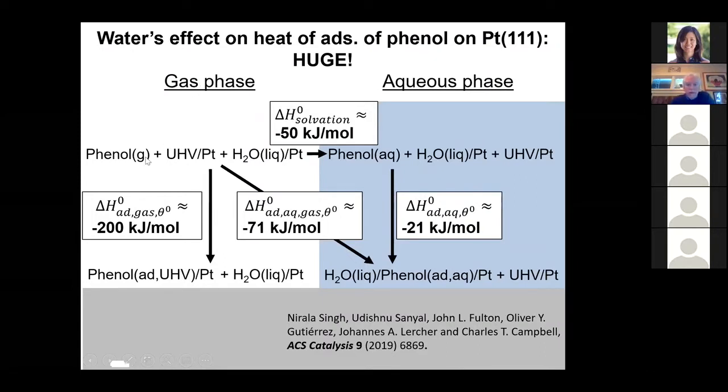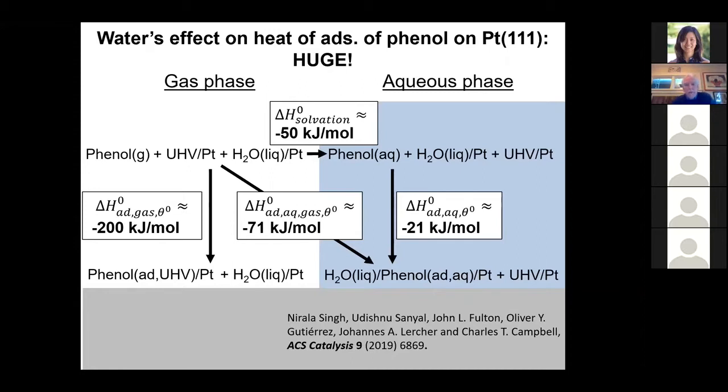This is the gas phase adsorption, phenol in the gas going to adsorbed phenol on platinum. This is the aqueous phase, phenol dissolved in the aqueous phase going to phenol adsorbed on platinum with water on top of it. And we can connect this thermodynamic cycle because we know the Henry's law constant for phenol dissolving in water to make aqueous phenol.